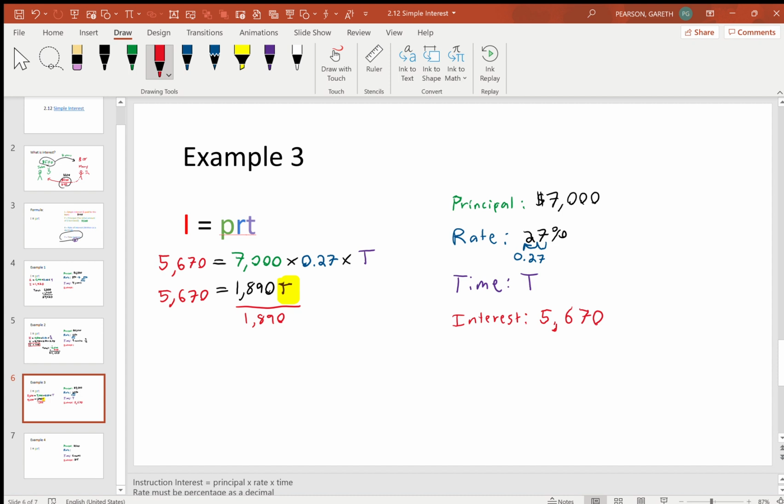Now, if I'm making a change like that to the right-hand side of my equation, I have to make it to the left-hand side too. So I'm going to divide by 1,890 on both sides. Now on the right, 1,890 divided by 1,890 will cancel out, and I'm left with t equals, and now, once again, pulling out the handy-dandy calculator, 5,670 divided by 1,890. So 5,670 divided by 1,890 equals 3. So, working backwards, I found out that my time is 3 years.